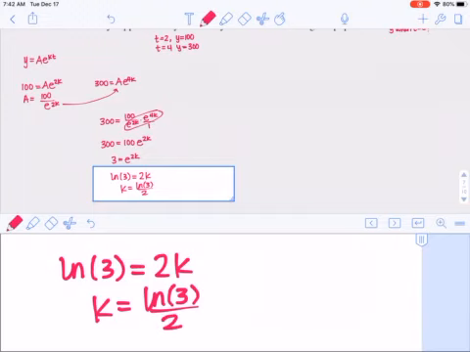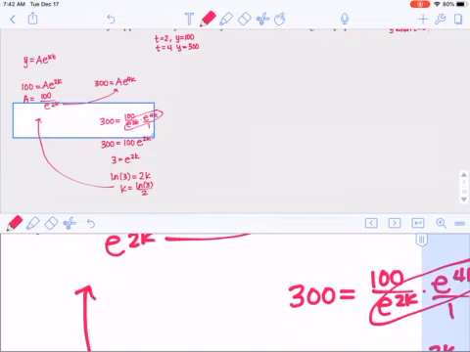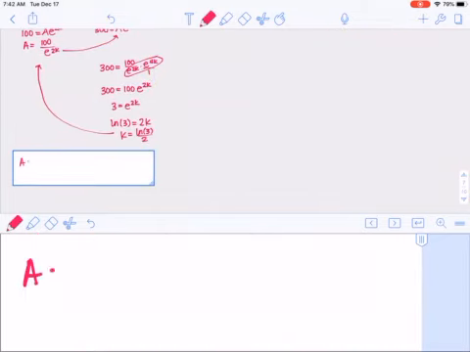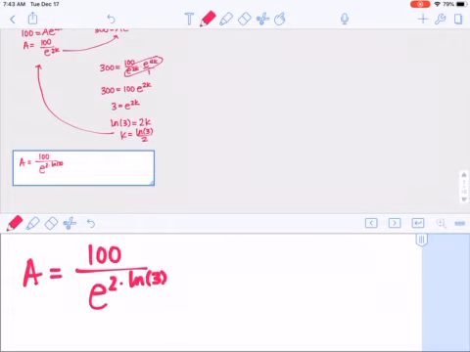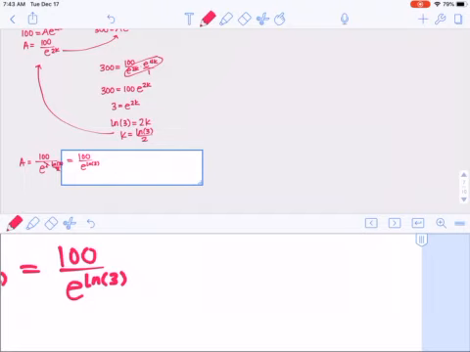Once I have that, well, then I certainly can figure out what a is, because I know that a is related to that k value, right? And so once I have that, then I can say a equals 100 over e to the 2 times ln 3 over 2. My 2's are going to cancel. And so this is 100 over e to the natural log of 3. Well, e to the natural log of 3, those things are undoing of each other, and so e to the natural log of 3 is the same thing as just 3. So that's what my a value will be.